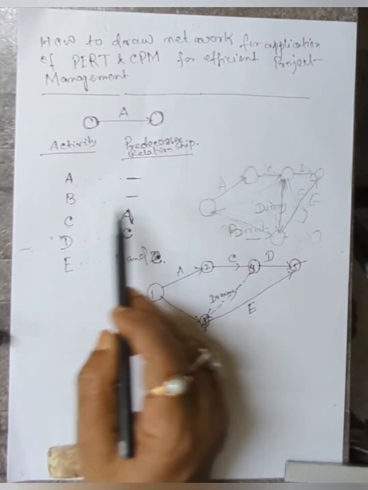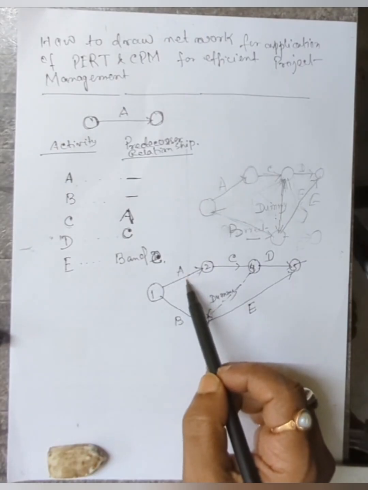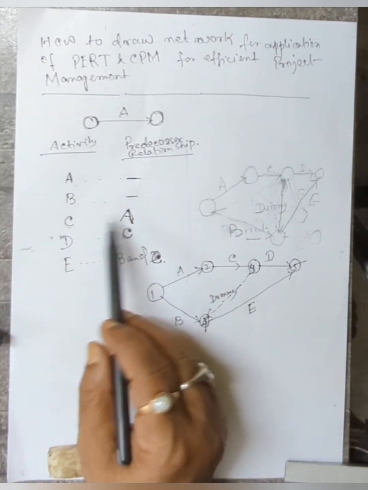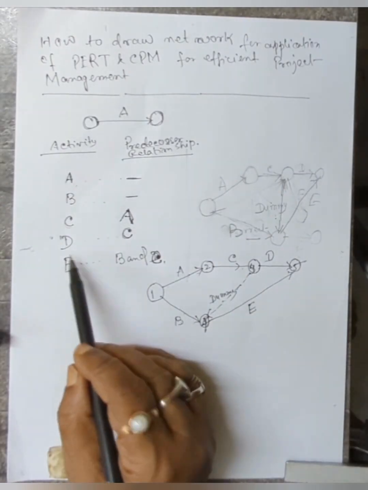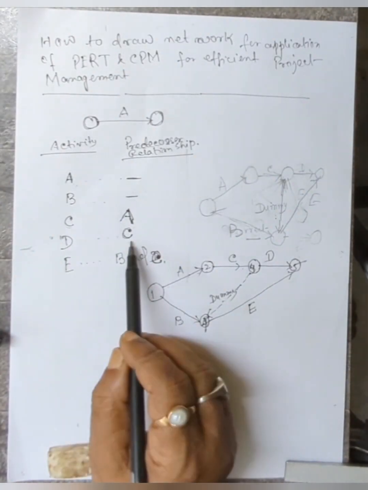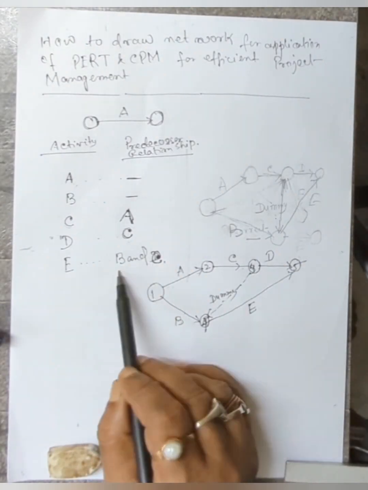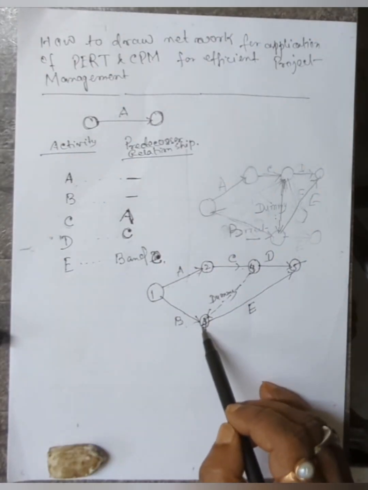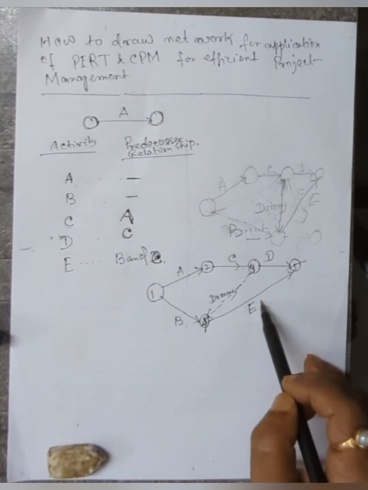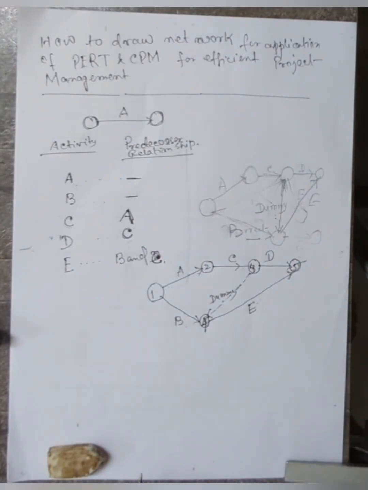Now you can check A and B: there is no predecessor or previous activity required to be completed. These are the beginning, and after completion of A you can start C. D can start after completion of C, and E can start after B and C, with the dummy activity. These are the open final or terminal activities, and these two activities are to be attached. So this is the concept of drawing a network.